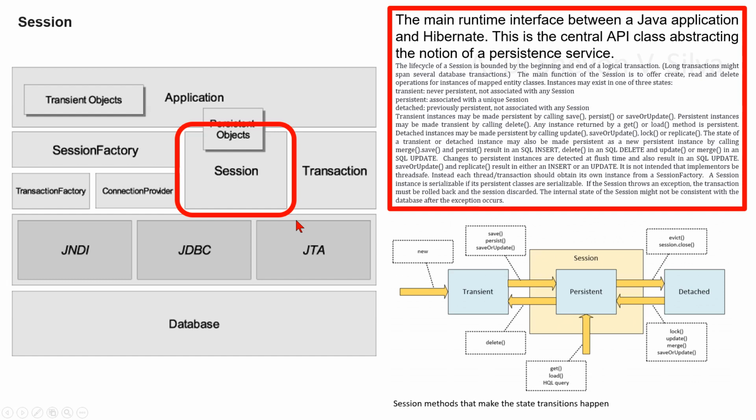Transient instances may be made persistent by calling save, persist, or save or update. Persistent instances may be made transient by calling delete. Any instance returned by a get or load method is persistent. Detached instances may be made persistent by calling update, save or update, lock, or replicate.